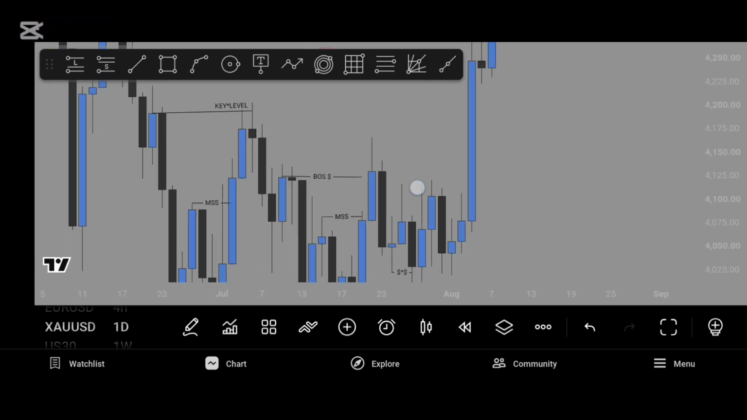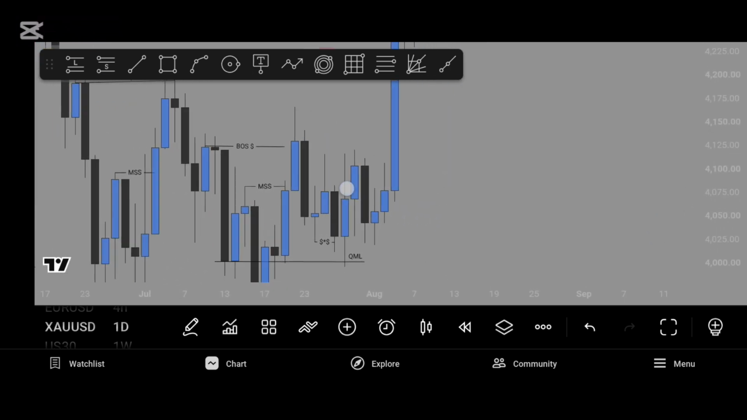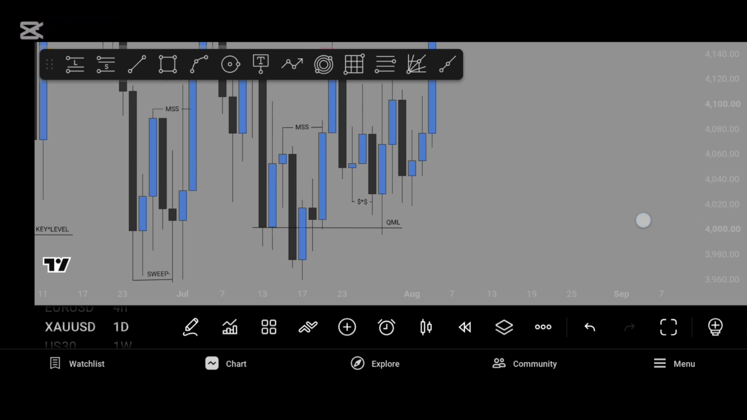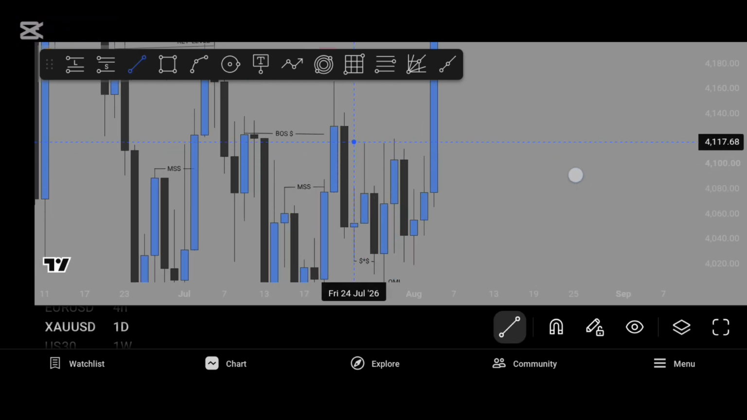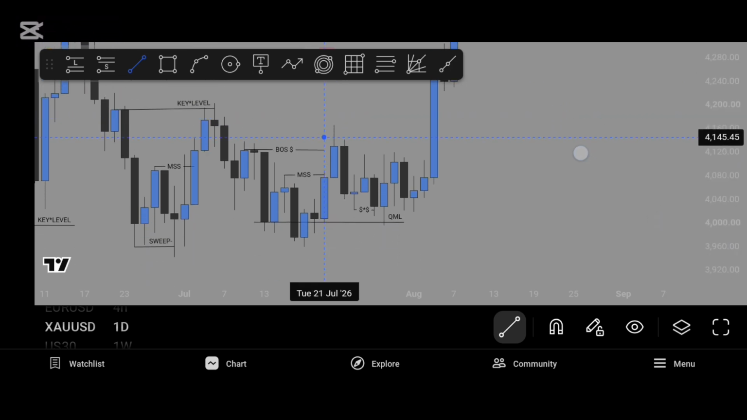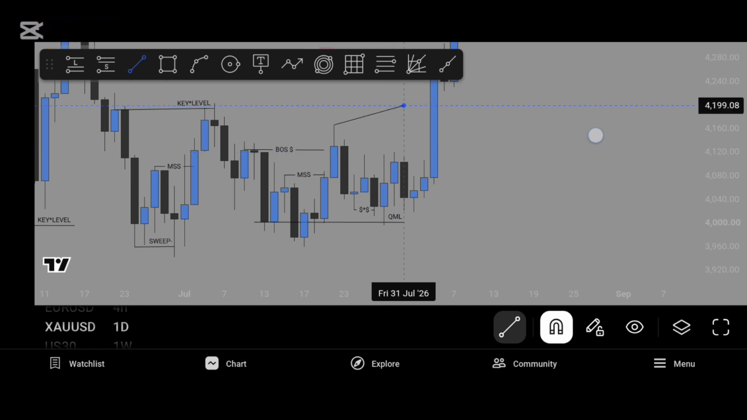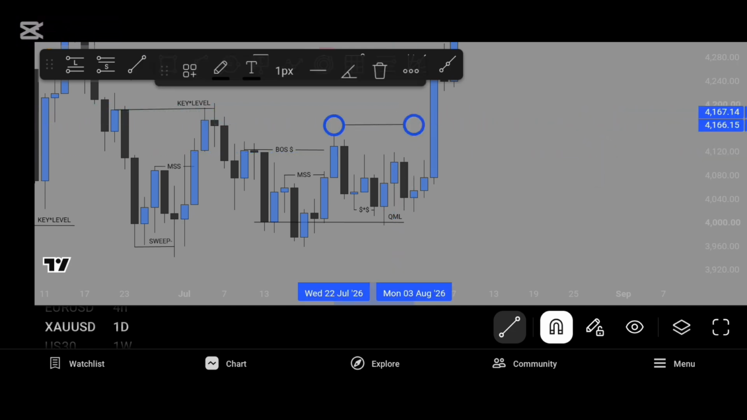There was liquidity. There's liquidity here, a lot of liquidity here. So I marked this one here. Or let's just take it up somewhere here. Okay, let's put our magnet. I marked this one here as external range liquidity or buy side liquidity.